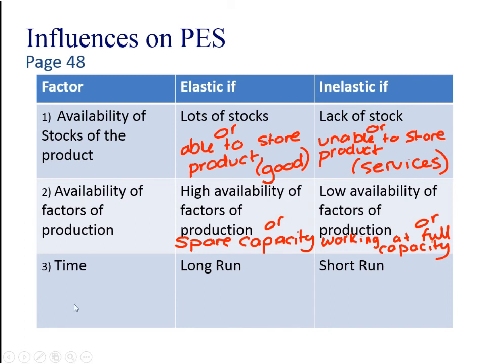And then lastly, same as with PED, time. In the long run, everything tends to be more elastic. In the short run, it's inelastic. And that's because in the long run, it's easier to change your production decisions as a business. Whereas in the short run, if there's an increase or a drop in the price of a product, you're going to find it hard to change your output decisions that day.